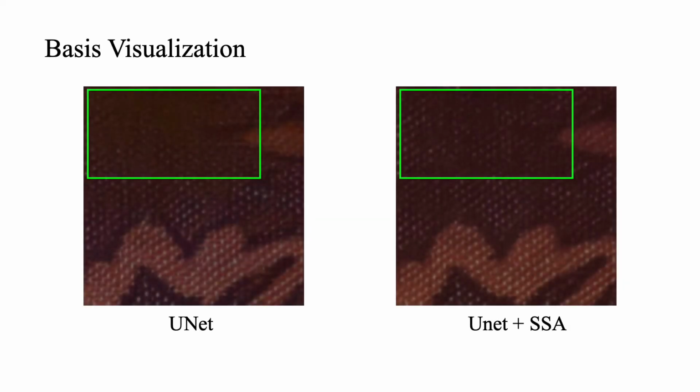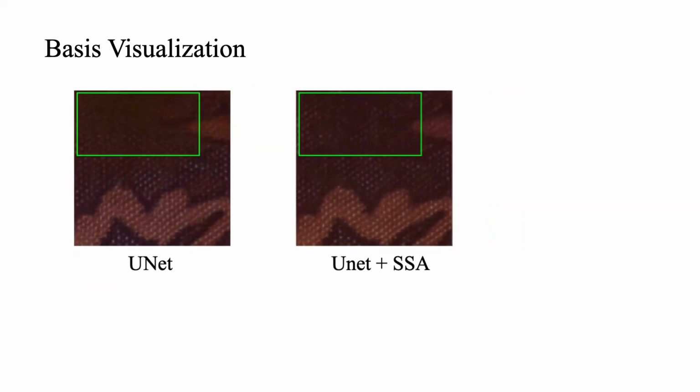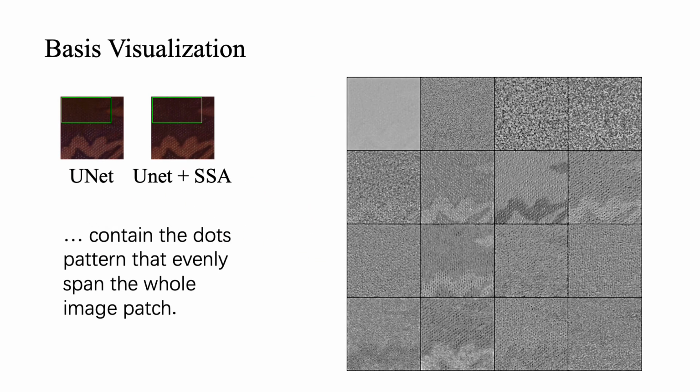To gain insight into how the learned subspace projection works, we pick a sample image and inspect the subspace generated by the SSA module. It can be seen that when SSA is enabled, the dotted texture in the dark region is recovered in a way consistent with other parts of the patch. Not surprisingly, this phenomenon finds its root in the projection basis vectors.